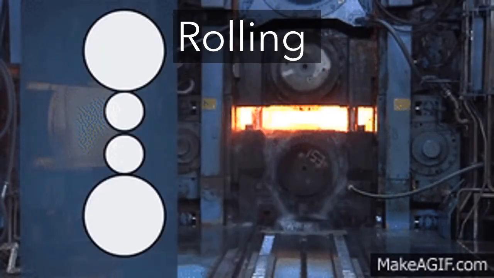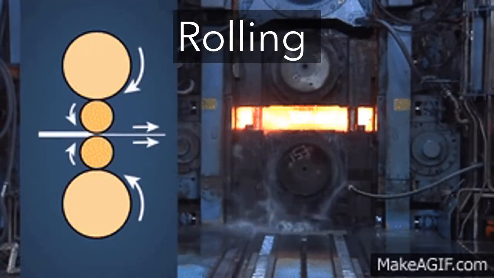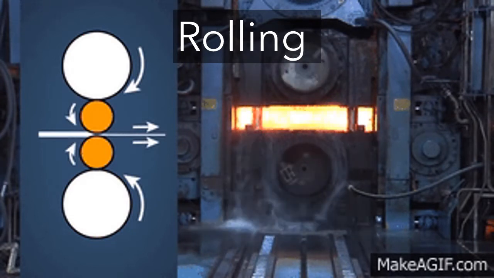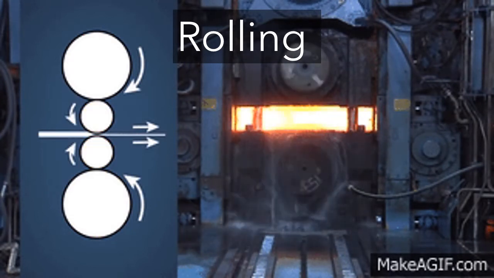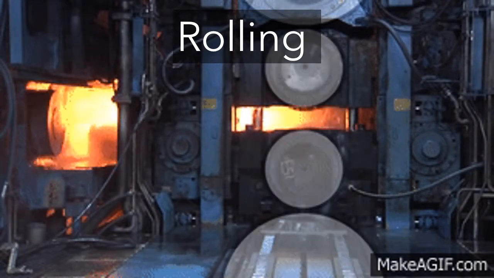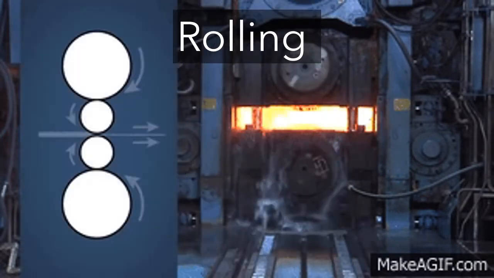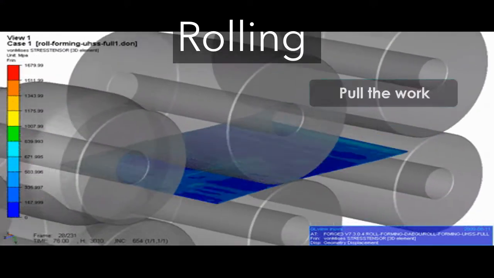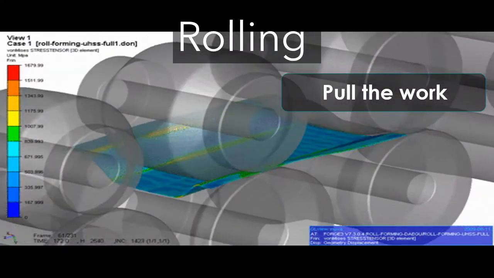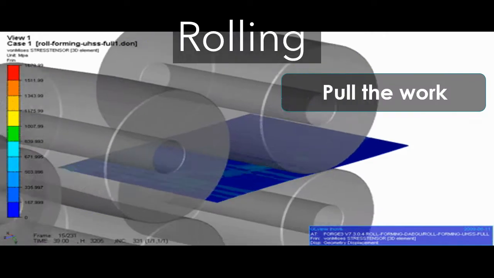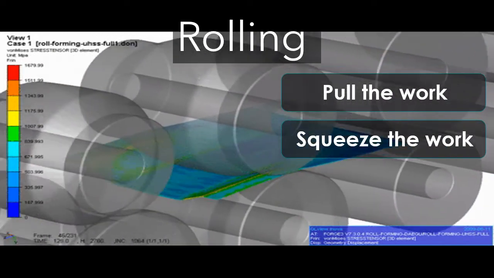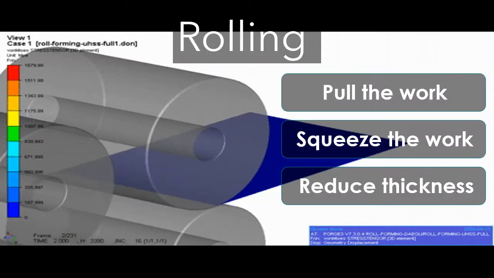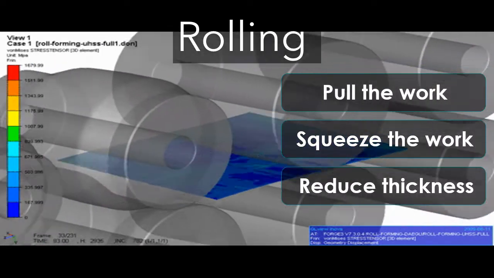The first operation is rolling. To achieve the deformation, the work thickness is reduced by the compressive forces exerted by the two opposing rolls. The rotating rolls perform two main functions. First, they pull the work into the gap between them by the friction between the work part and the rolls. Also, they squeeze the work and at the same time reduce its cross section.